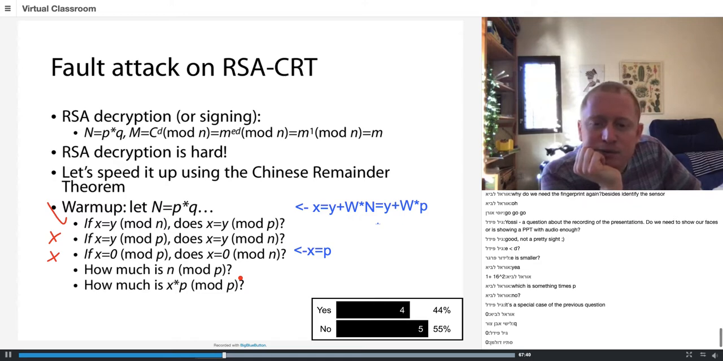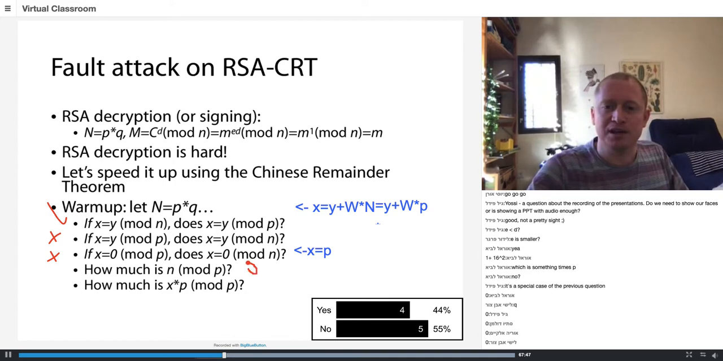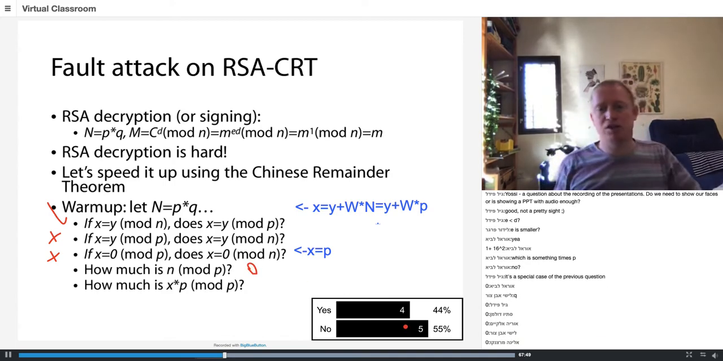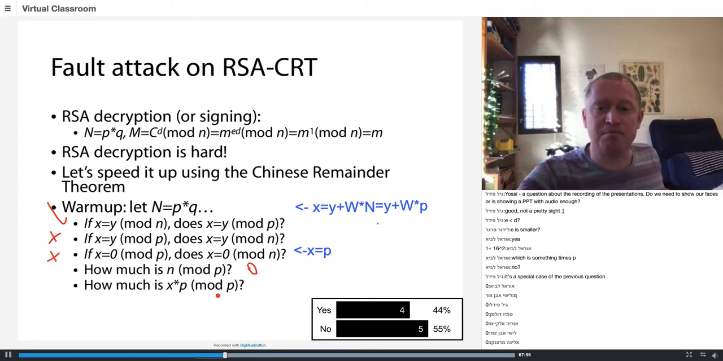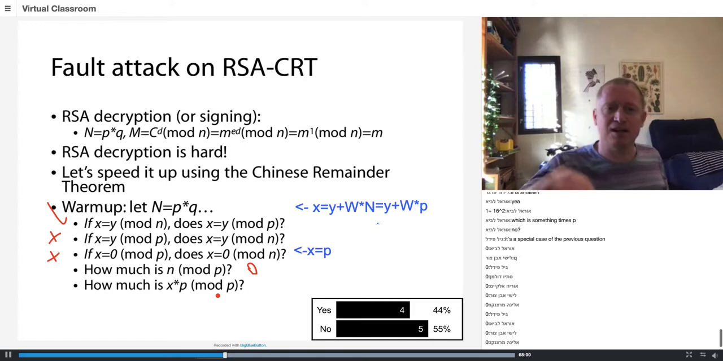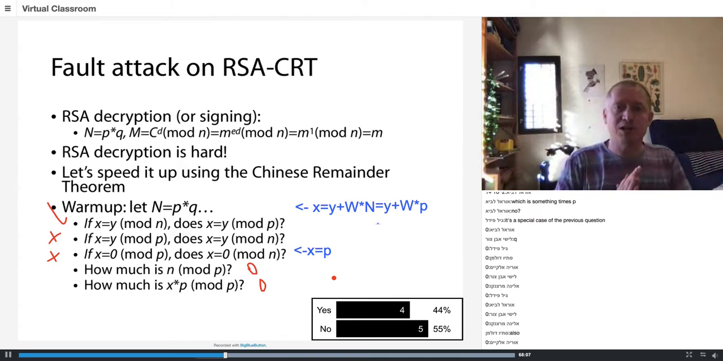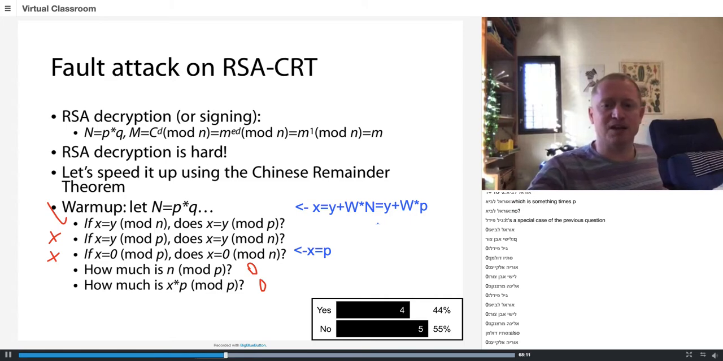What is n modulo p? So n modulo p is indeed 0, because n is p times q, which is a multiple of p. So the answer is 0. And how much is x times p modulo p? What is the answer? The answer again is 0, because x times p is a multiple of p. Awesome. So now we are ready to talk about the Chinese remainder theorem, as you've never seen it before.